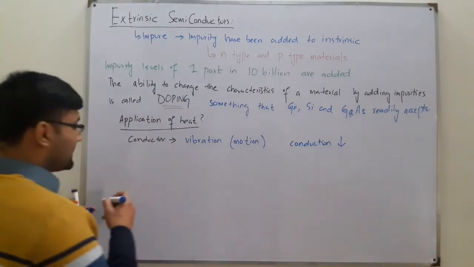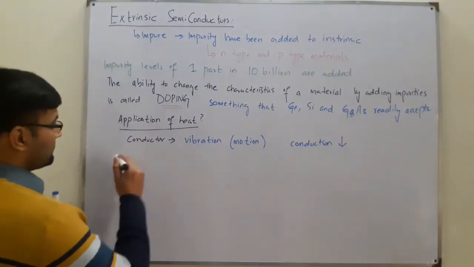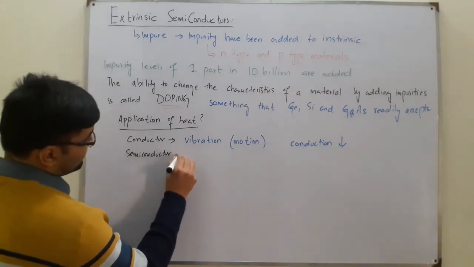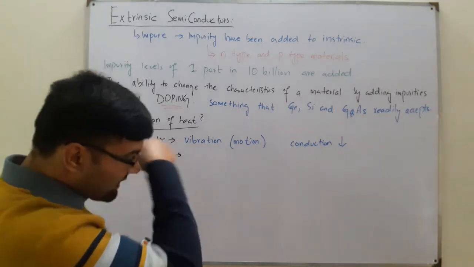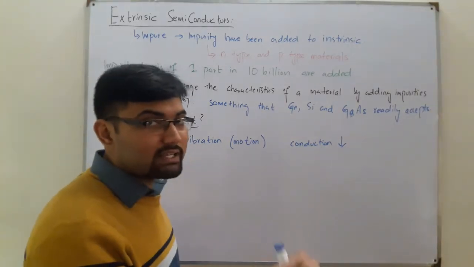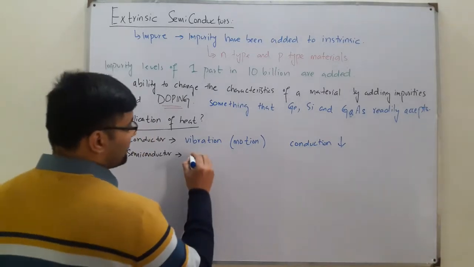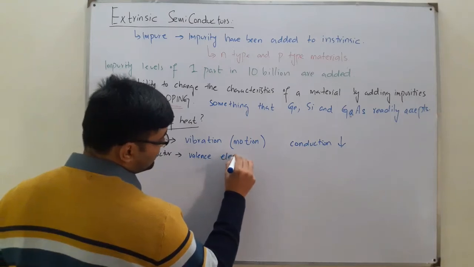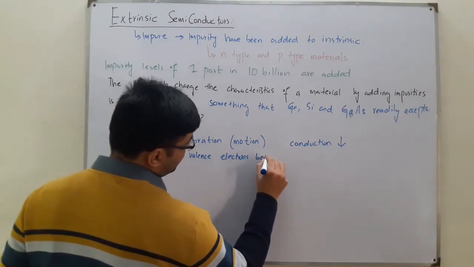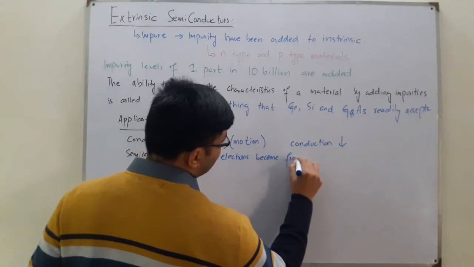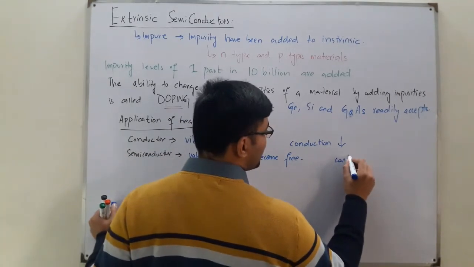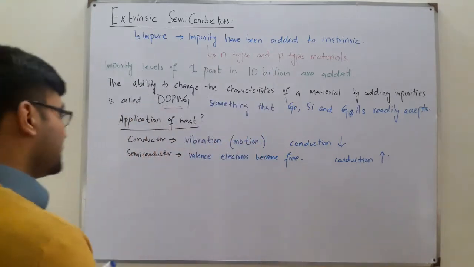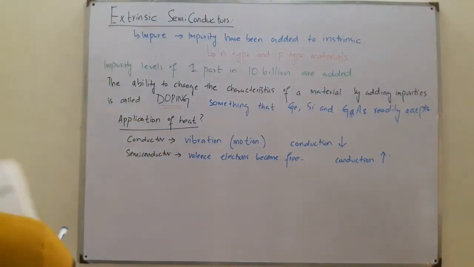Whereas for a semiconductor, the energy provided is given to the valence electrons and they become free, which means that with the application of heat or any other energy, the conduction of semiconductors increases. So I will read it out from the book.